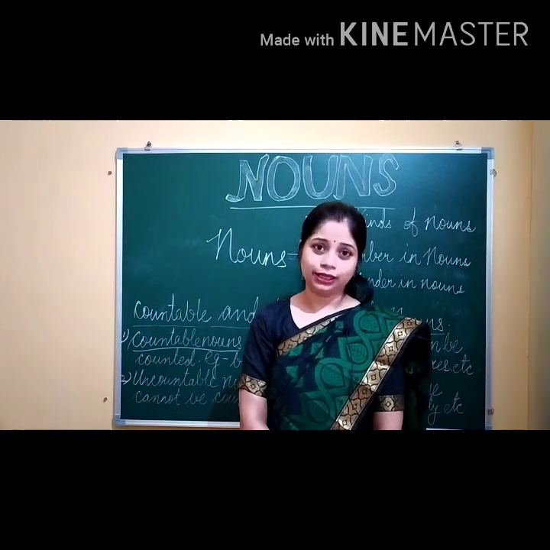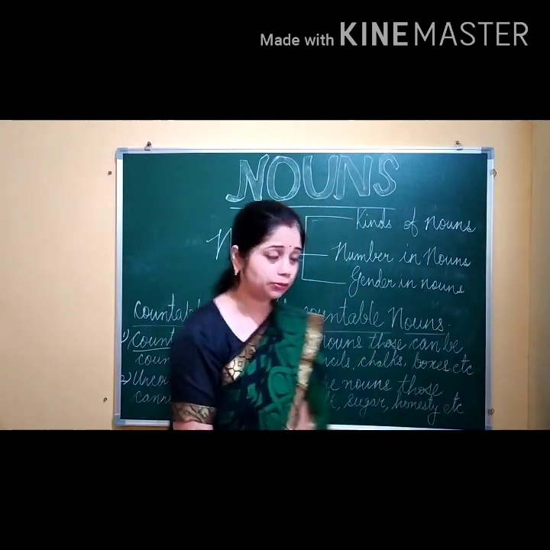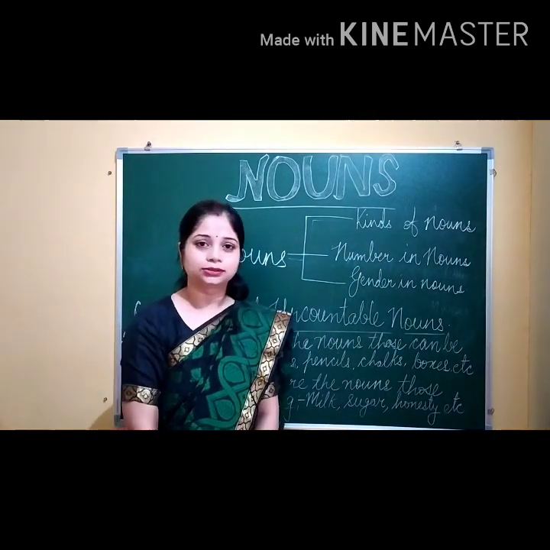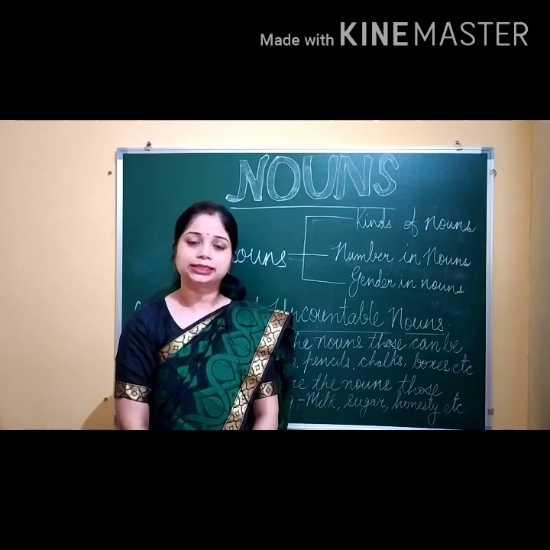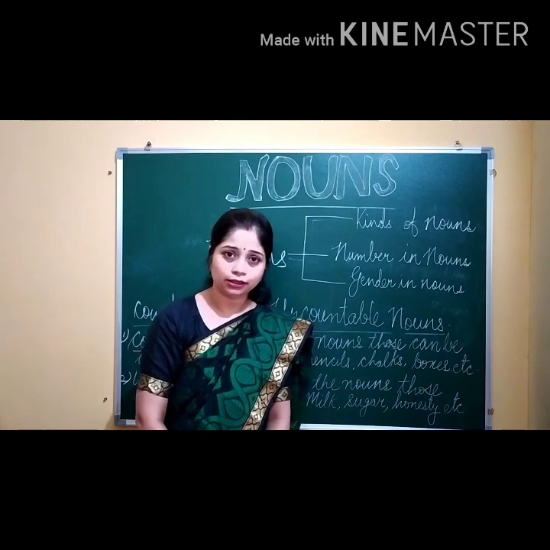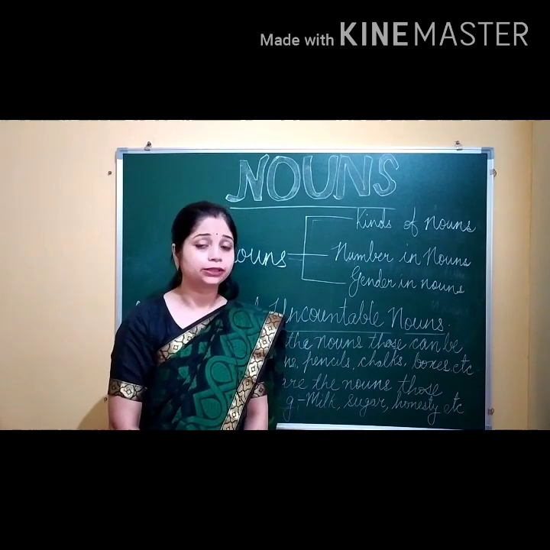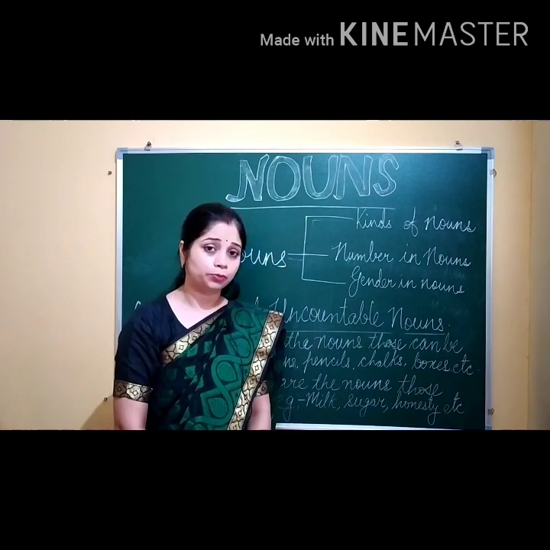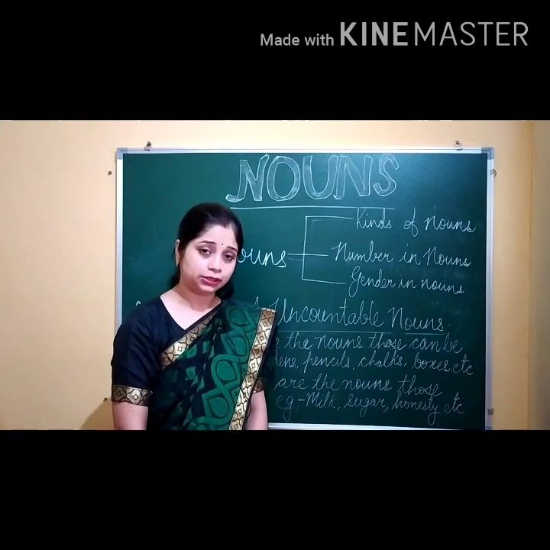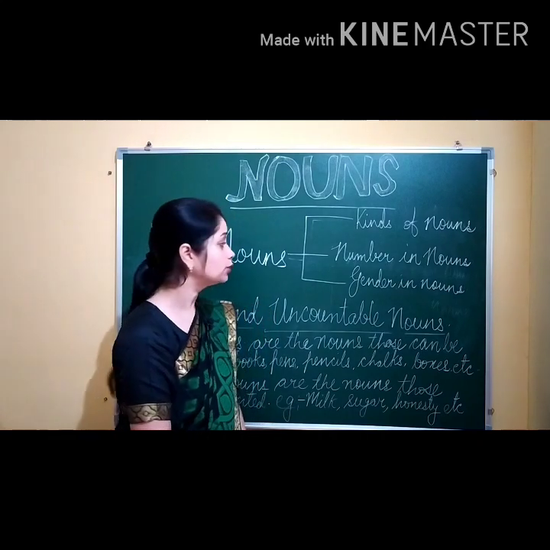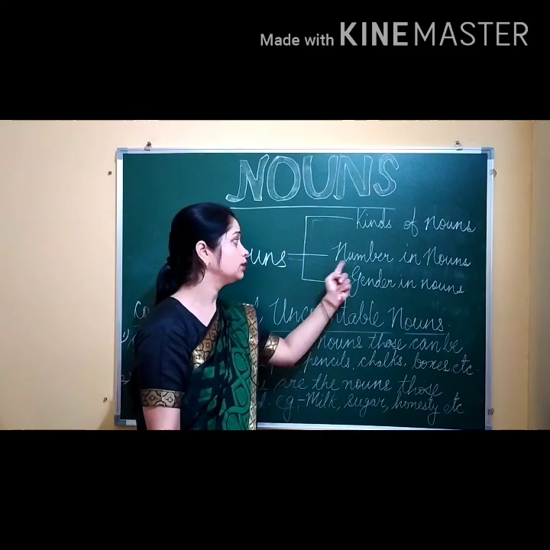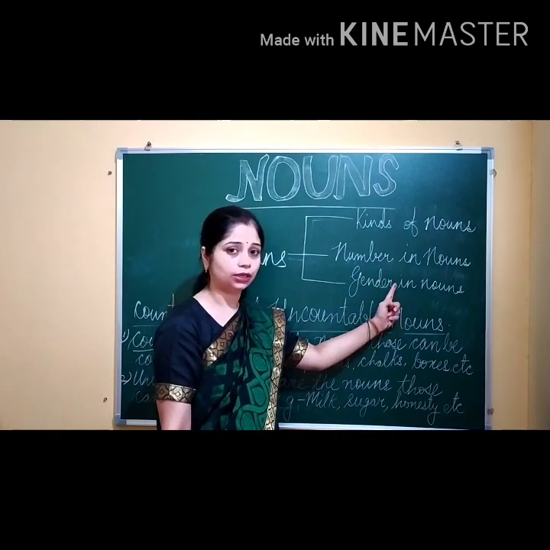Hello children, in the previous videos you have learnt about nouns and its kinds. What are these nouns? Nouns are naming words, that means name of any person, place, animal or a thing. Now you all know that there are 5 kinds of nouns: proper, common, collective, abstract and material nouns. But today in this video we are going to discuss other 2 concepts related to nouns. Those are number in nouns and gender in nouns.